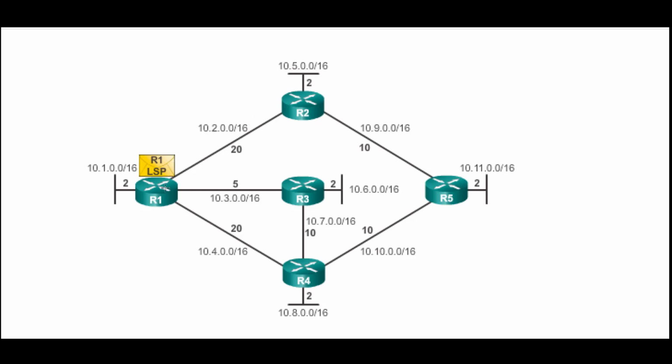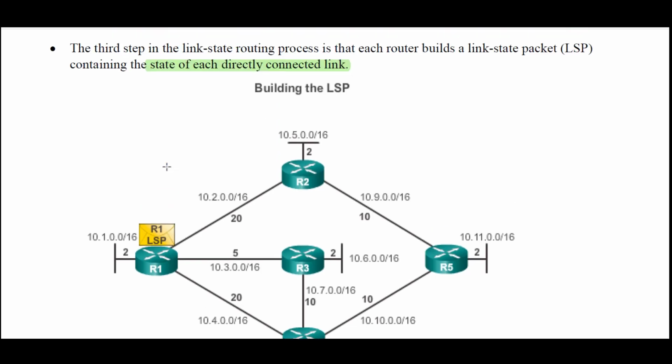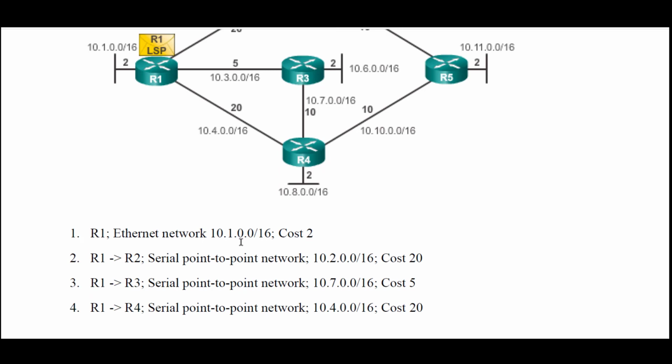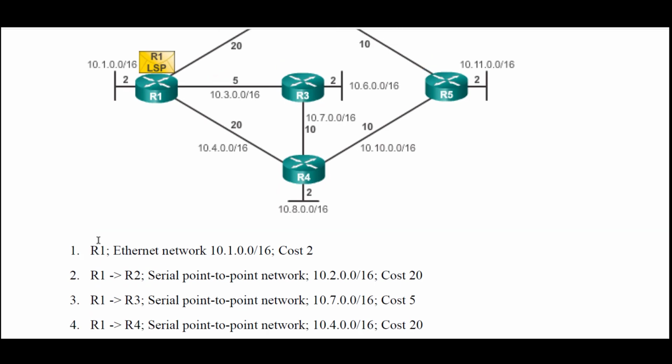So in step number 3, it is going to record the state of the link. What is the state? It is up or down. The link will be up or the link will be down. This packet will be created and this packet will be exchanged with everybody. Now, the next one you can see here, R1. We are taking the example here, R1.